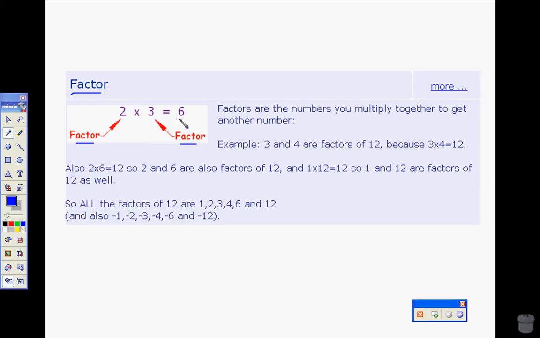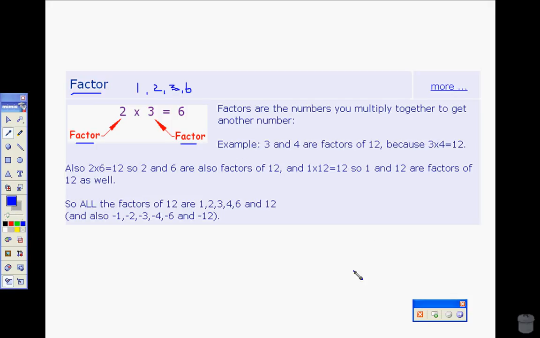any remainders. So if you're looking at 12, 3 and 4 are factors because 3 times 4 is 12. 2 and 6 are also factors because they multiply to give you 12. 1 and 12 are also factors because they multiply to give you 12. So any whole numbers that you can multiply to give you another number are factors of that number. So 6 has factors of 1, 2, 3, and 6, because all those numbers can be multiplied to give you 6.